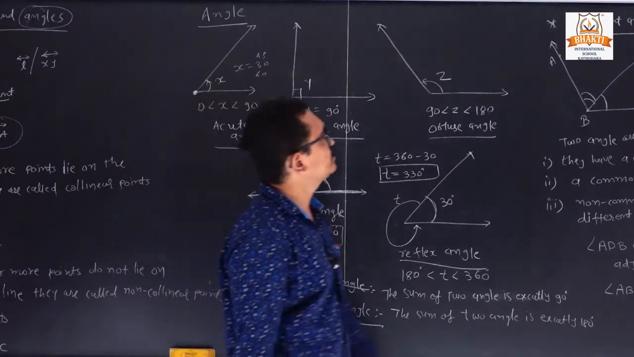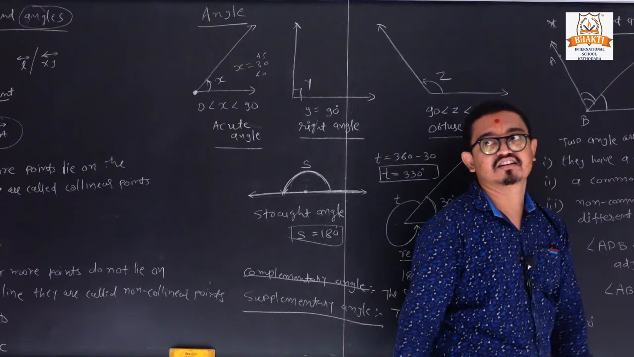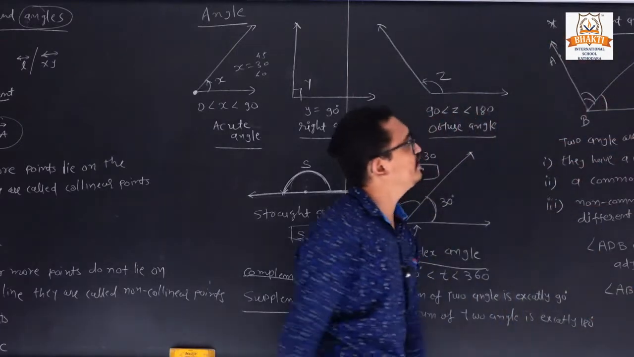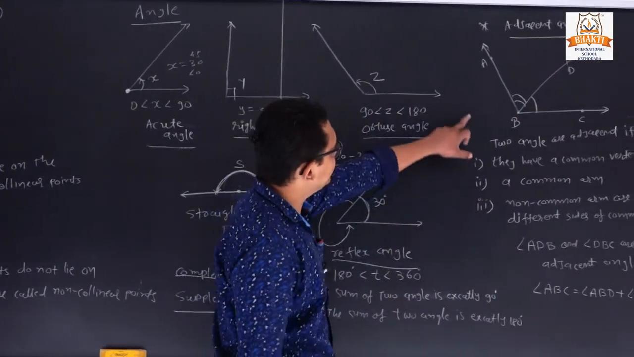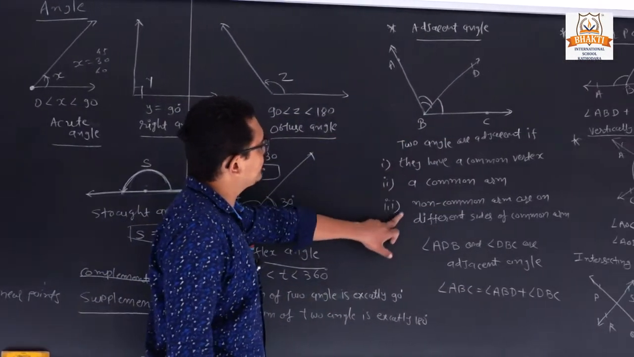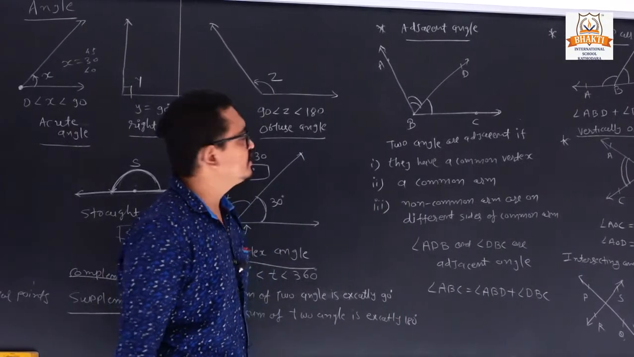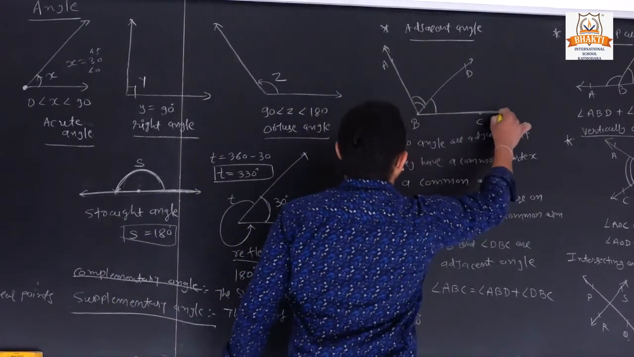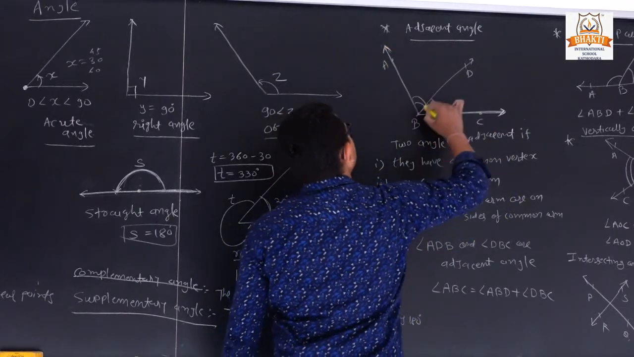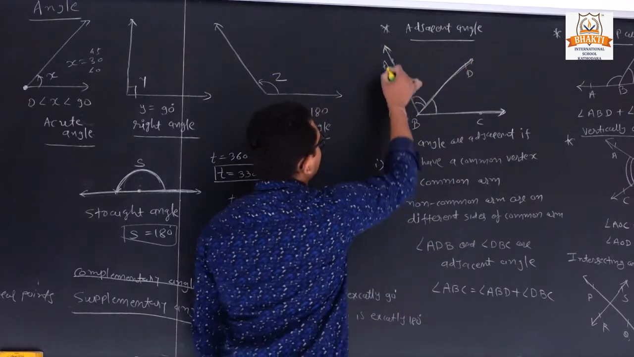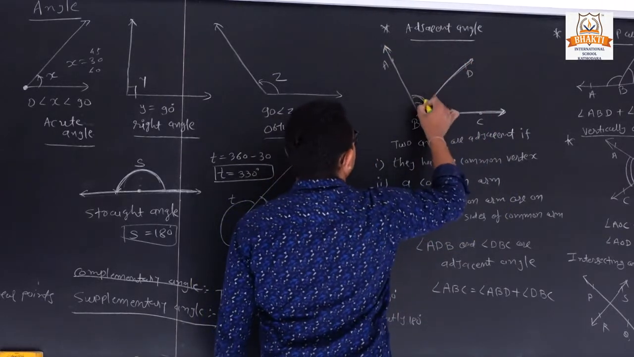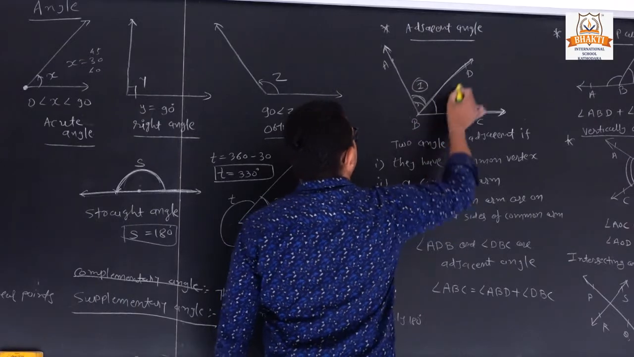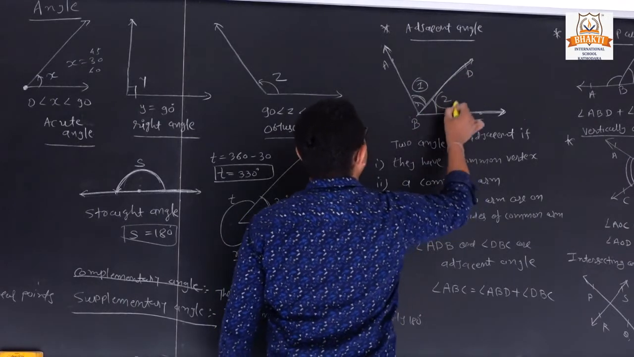So now next, adjacent angle. In adjacent angle, what happens? Here we have three conditions for adjacent angle. Here we can draw one kind of angle. Here we have two angles, ABD and DBC. This is our first angle, and DBC is our second angle.